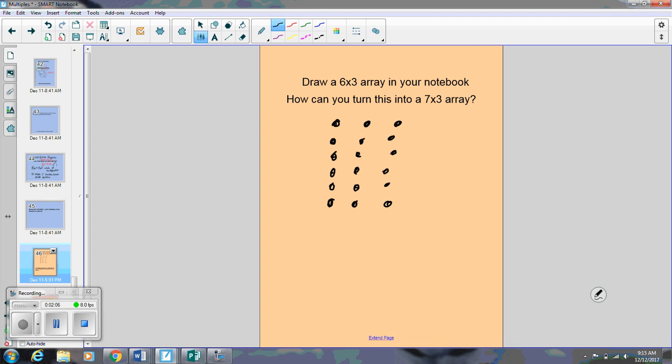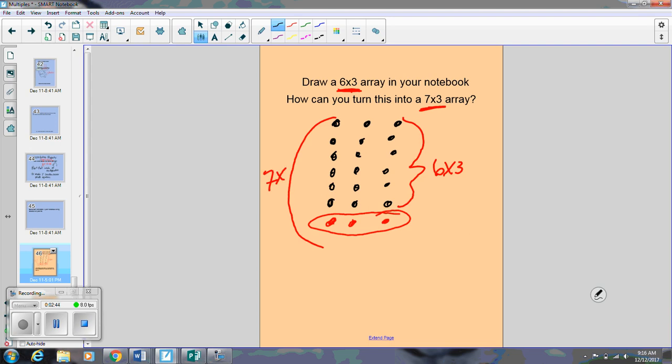I can only add, at the bottom, a group of what? 3. A group of 3. Remember when we say this, we say 6 groups of 3. So to make it a 7x3, we need 7 groups of 3. I want you to make your array turn into a 7x3. Circle the group that you added and then label your array. So this was a 6x3, and then all together it became a 7x3 just by adding one group of 3.